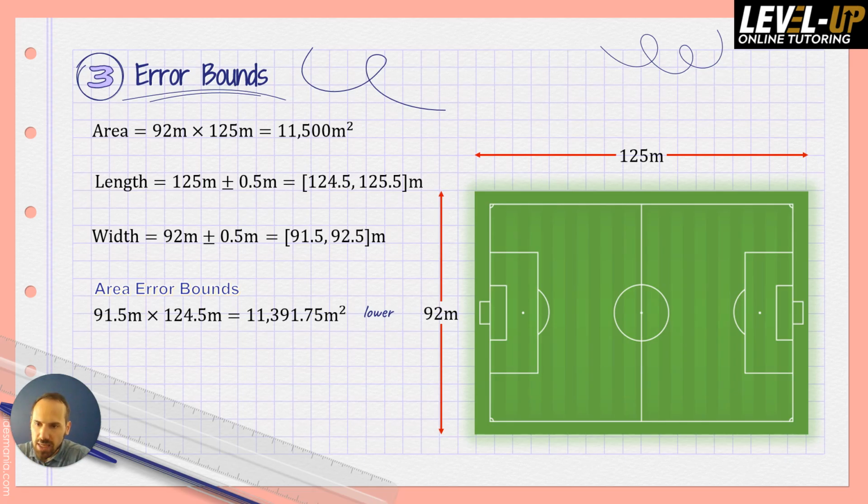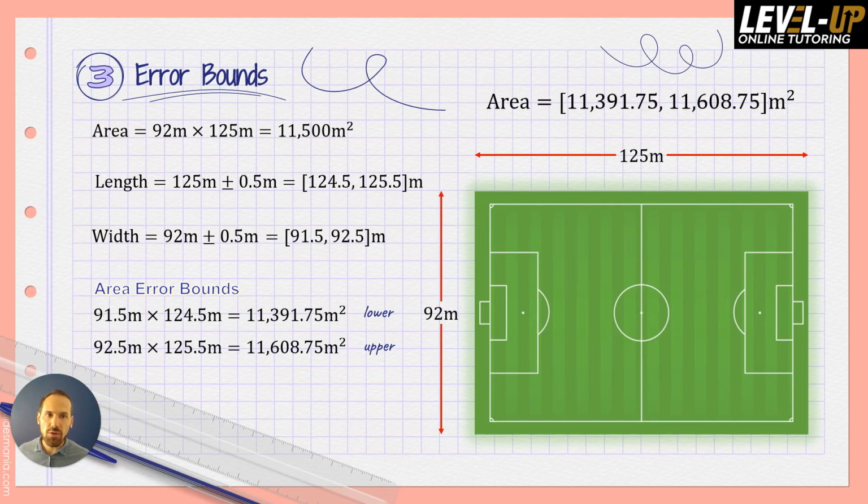And so this here would be an example of the lower bound for the area. You see, because area is a multiplication here, we take the lower value of the width and the lower value of the length. If we're taking the lower value of each of them and multiplying them together, it's going to produce the lower value for the area. And similarly, if we take the upper bound of each of the length and the width and multiply them together, it will get the upper bound for the area. And so we get an error bound for the area, which is this.